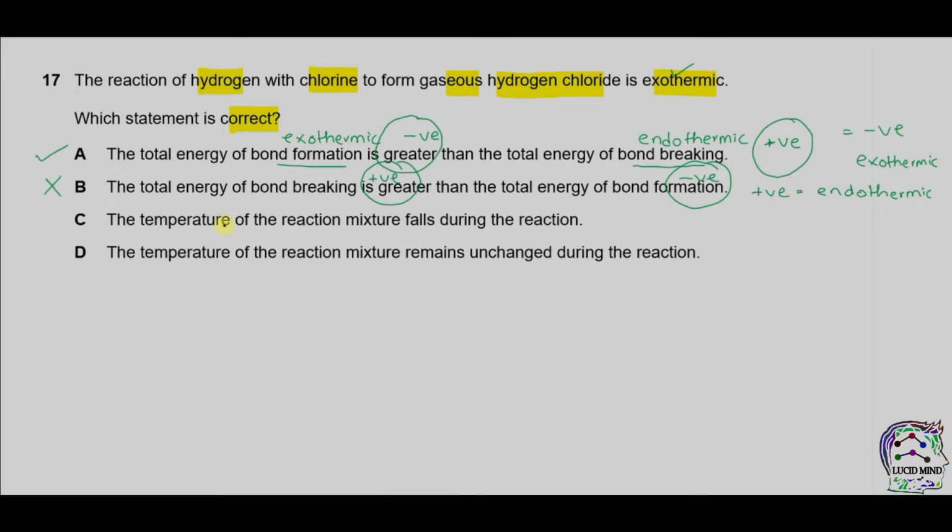Option C, the temperature of the reaction mixture falls during the reaction. Now in exothermic reactions the temperature is increased, so therefore temperature does not fall, it increases during the chemical reaction. For D, the temperature of the reaction mixture remains unchanged. Again, this is also incorrect because in exothermic reactions the temperature must increase. Correct answer is therefore part A.